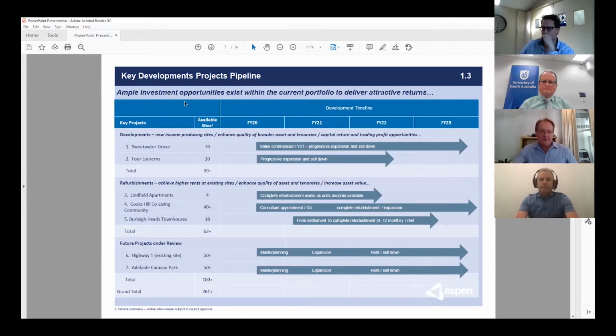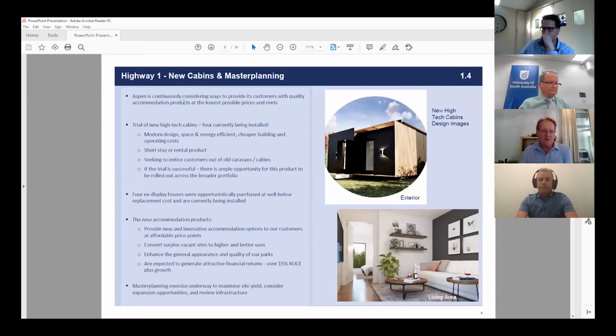Turning over again, I just wanted to talk about one of the things that we're working on at the moment, which is how you solve the problem of creating attractive but small accommodation, which we can make a good return out of, and still rent at a low rent point. We have worked with a supplier at Highway 1 there in Adelaide. The picture that you can see there is of a Zod box.